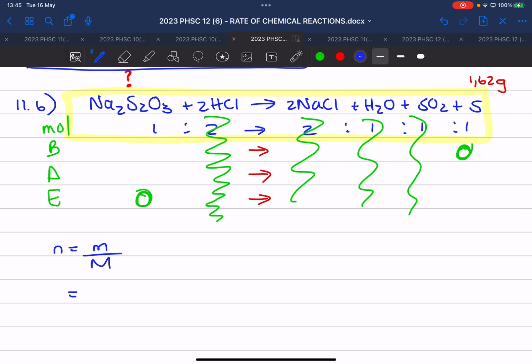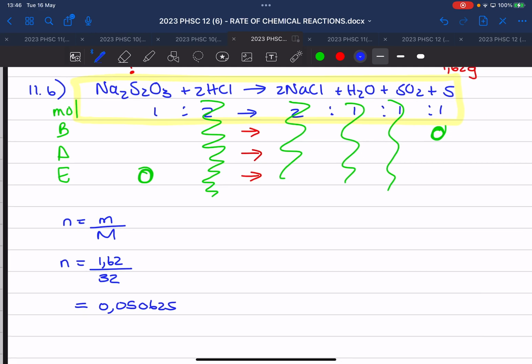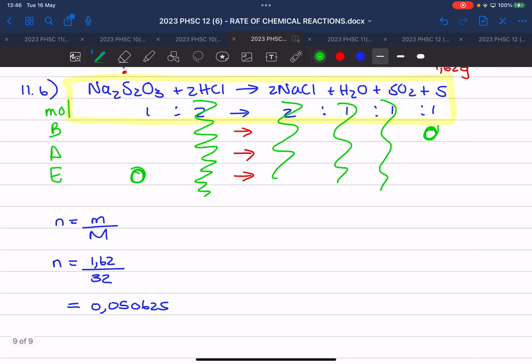Now please write down these formulas. You get a mark for them. We want the mole. The mass is 1.62. The molar mass of sulfur you find on the periodic table is 32. Sulfur is element 16. Is it 32? Okay, so that gives you 0.050625. It's not my final answer, so I don't round off just yet. So that is the mole of that at the end.